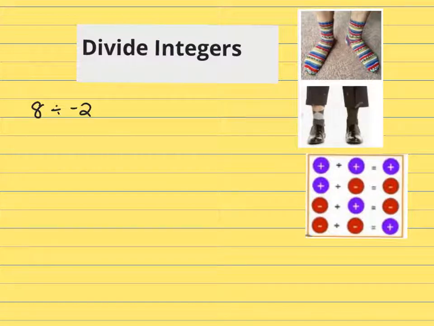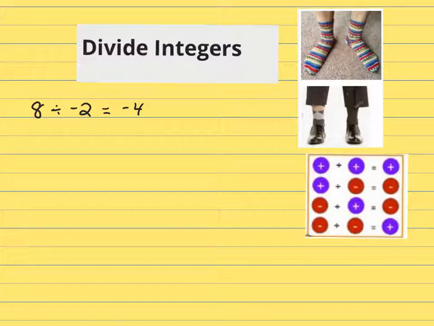divided by a negative. So the socks don't match, and the way I taught that in class is when the socks don't match, the quotient is going to be negative. It's not a good thing. The socks don't match. Oh, that's not a good thing. It's a negative outcome, or a negative quotient.